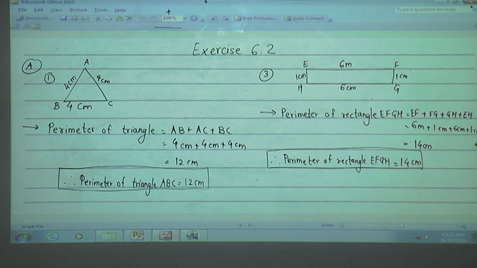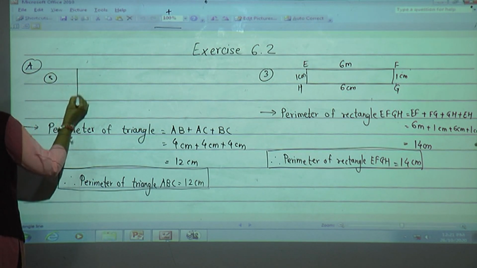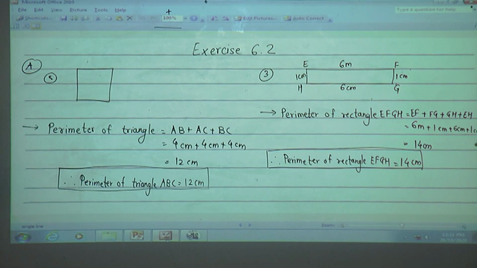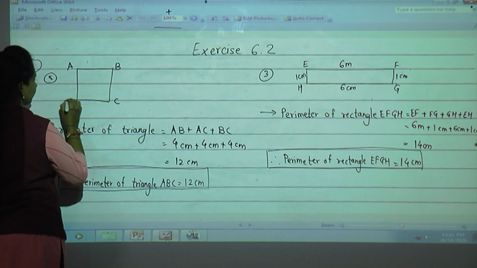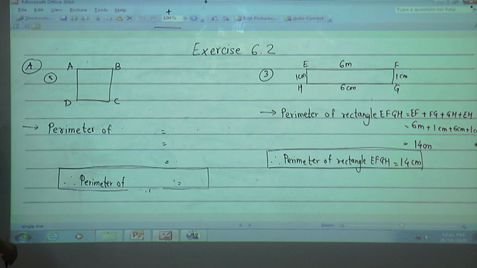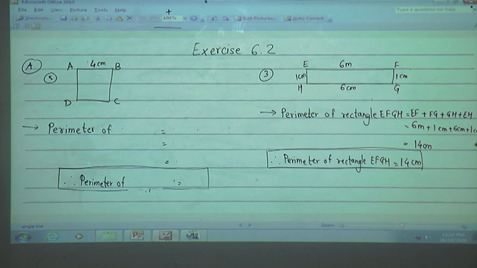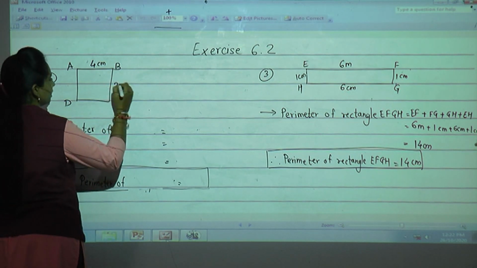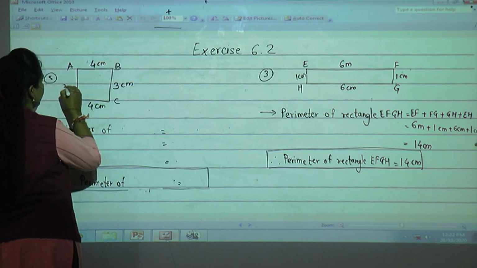Now next one. Now see, the fourth one is also a rectangle. Now the fifth one I will solve for you. See the fifth one? In the fifth one they have given a rectangle, and the name of that rectangle is ABCD. Now come on, measure with the scale. What is AB? When you measure, you will get 4 centimeter. Okay? BC is also 3 centimeter. So opposite sides are equal: 4 centimeter and 3 centimeter.